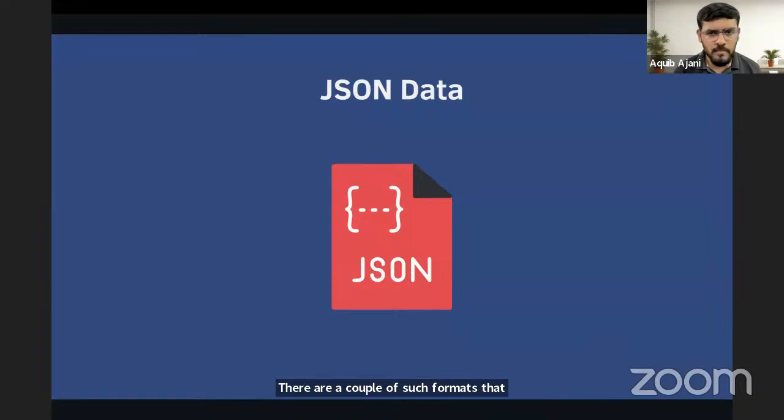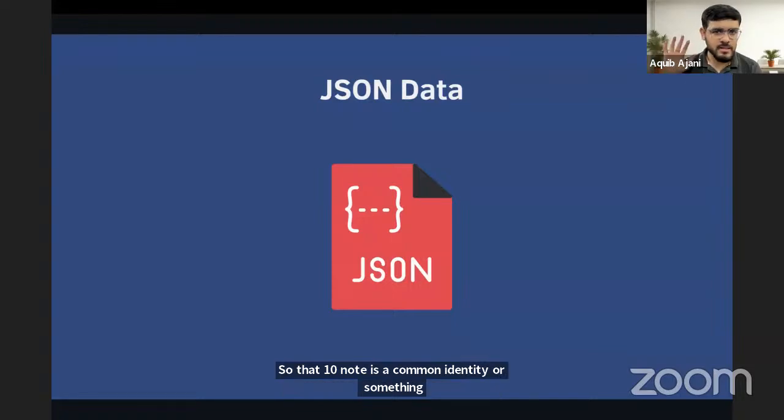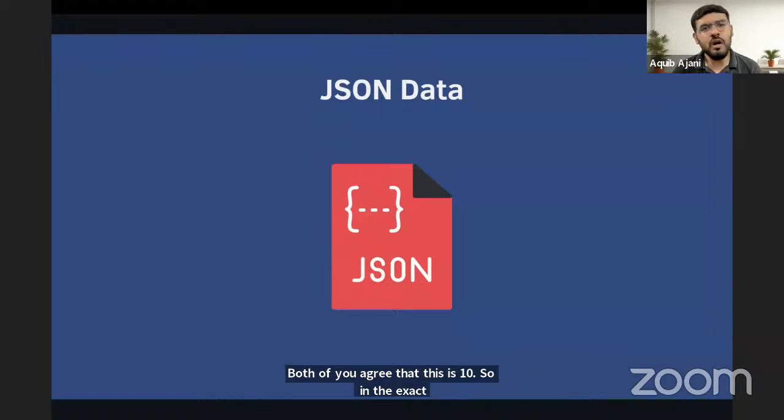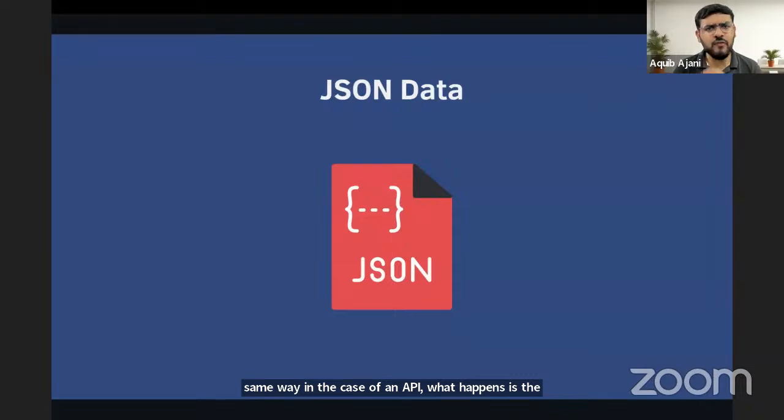So this format can be thought of as the currency. So again, remember our chocolate example. You give a 10 rupee note, get a 10 rupee chocolate. So that 10 rupee note is a common identity or something common, right? That both you and the shopkeeper recognize. Both of you agree that this is 10 rupees. So in the exact same way, in the case of an API, what happens is the JSON data is basically a format. I'll show you an example in just a minute.